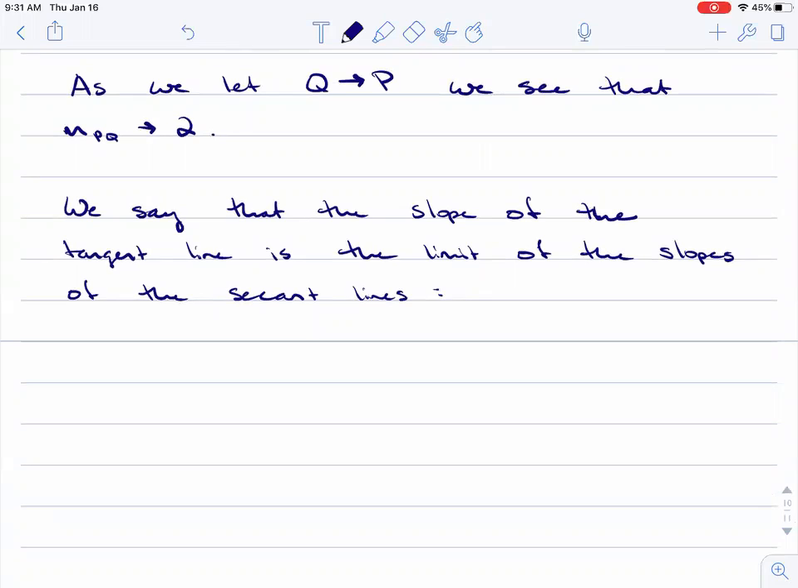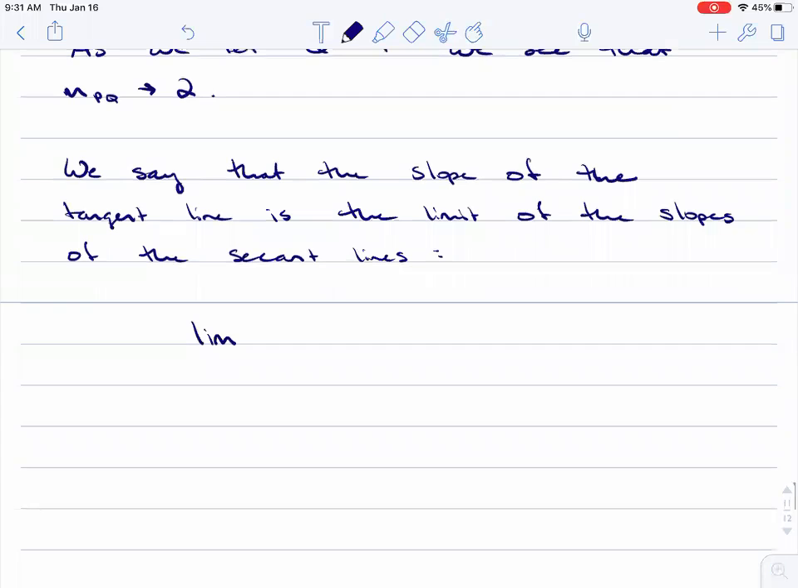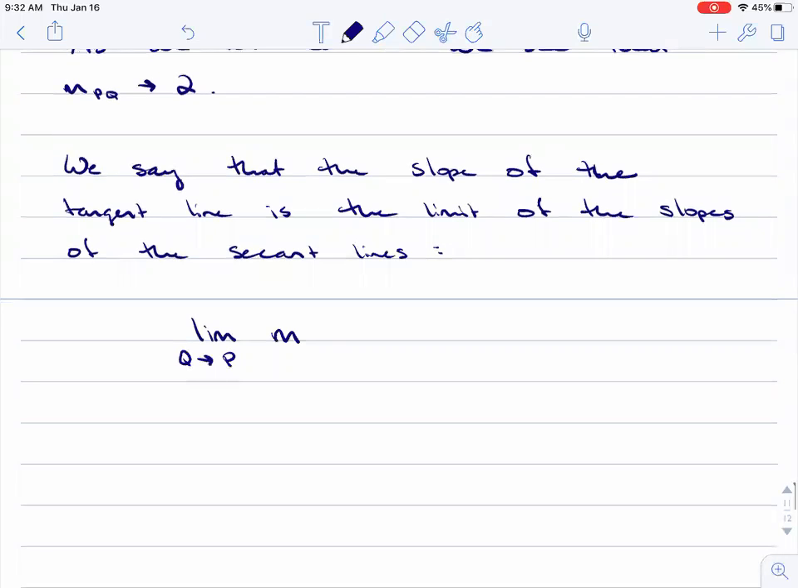And we denote that by saying the limit, LIM, and then usually underneath the limit, we say as Q approaches P, right? So the limit as Q approaches P, or as Q goes to P, and then we put what we're taking the limit of. And so of MPQ is just M, the slope of the tangent line.